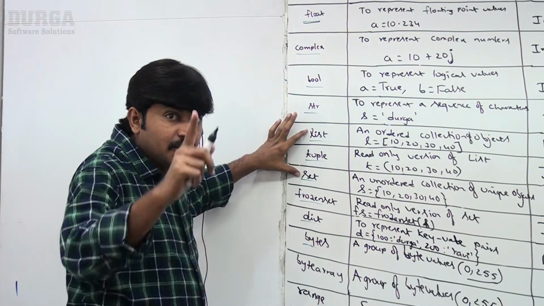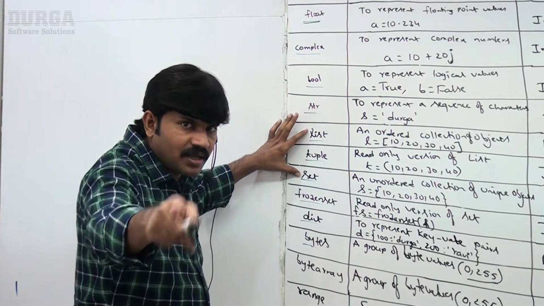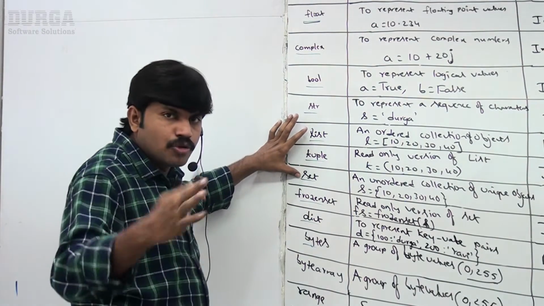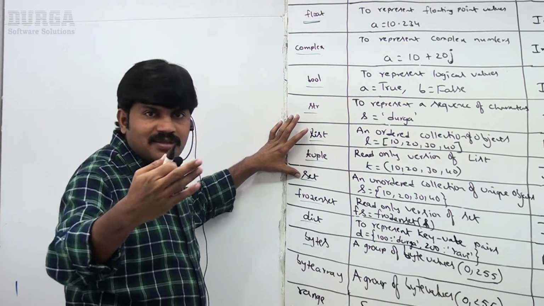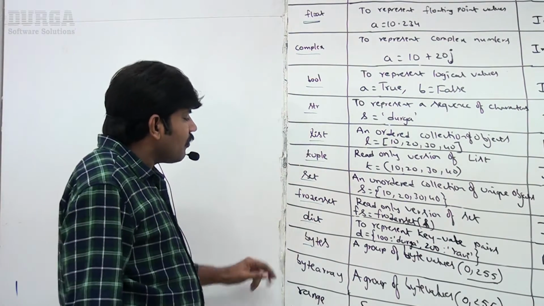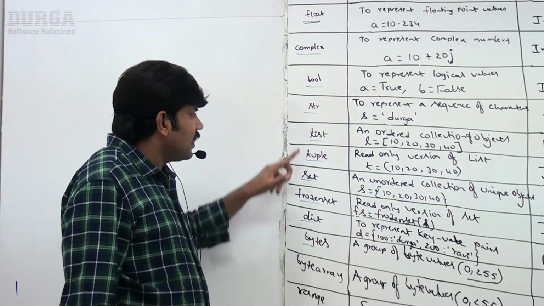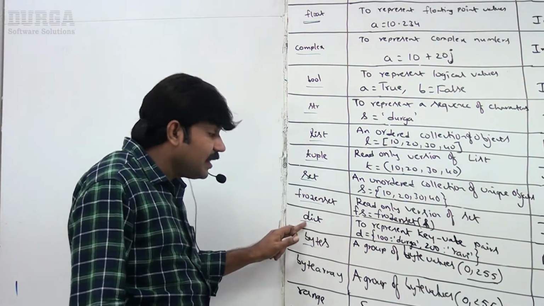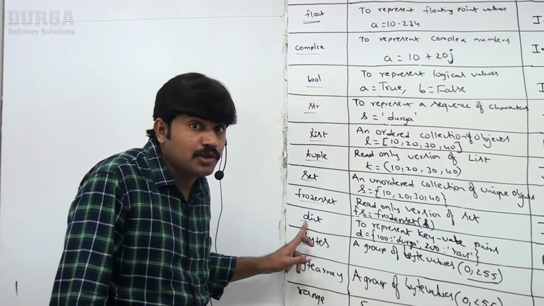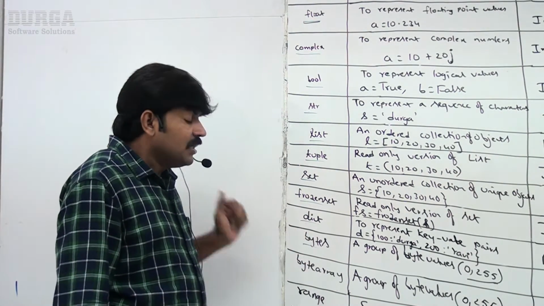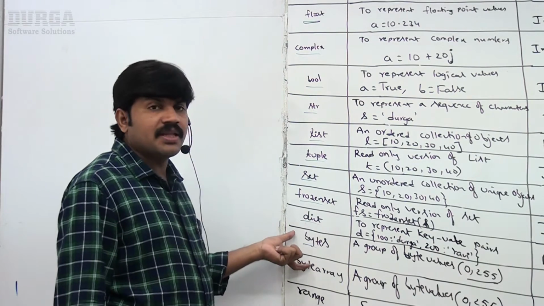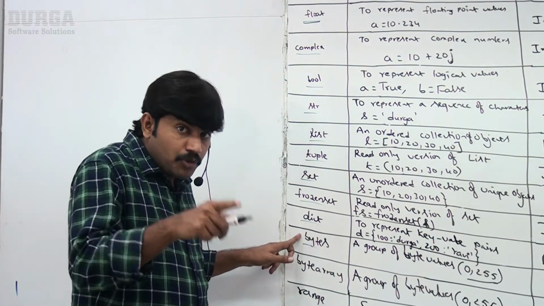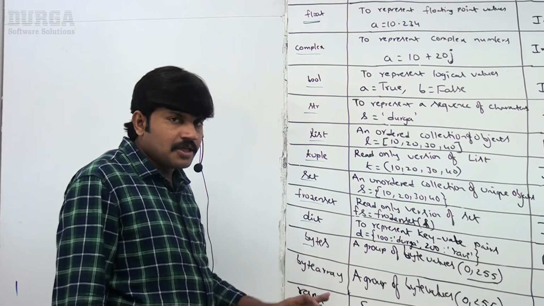What is the difference between list and set? In list, duplicates are allowed and order is important. But in set, duplicates are not allowed and order is not preserved. Next, when should we go for a dict and a list? List is a group of individual values, but a dict is a group of key value pairs. Next, bytes and byte array: bytes is immutable, but byte array is mutable.